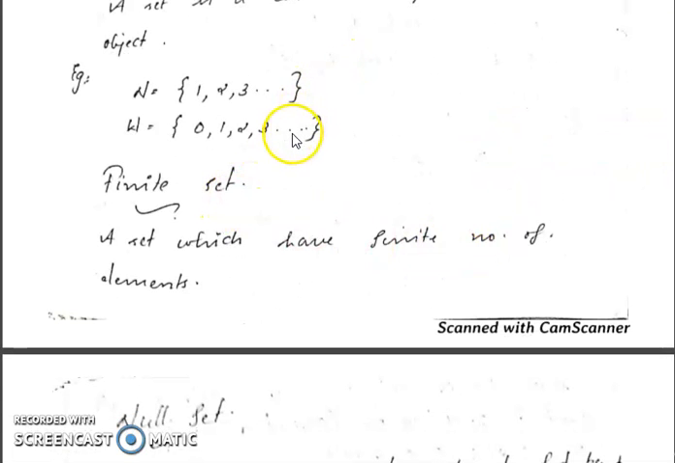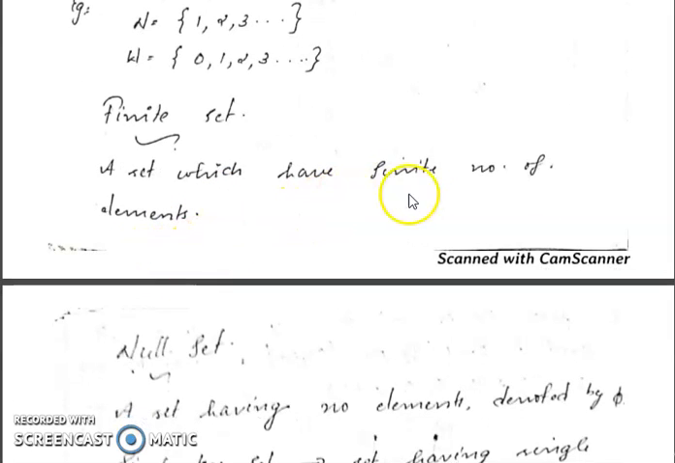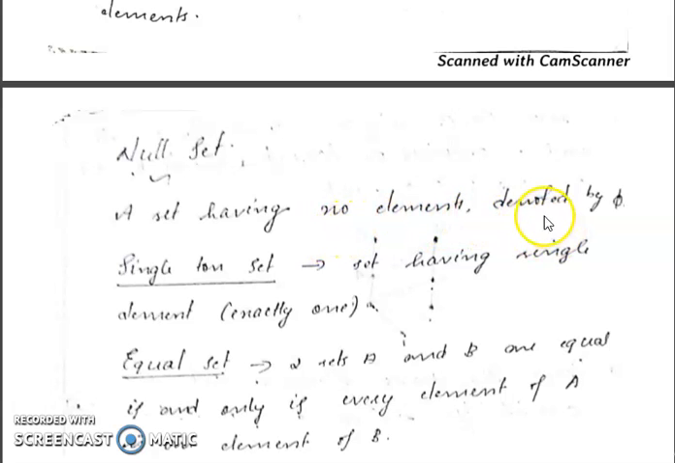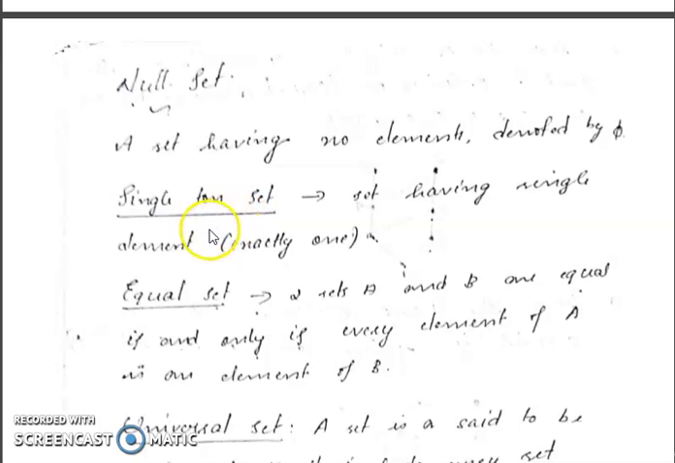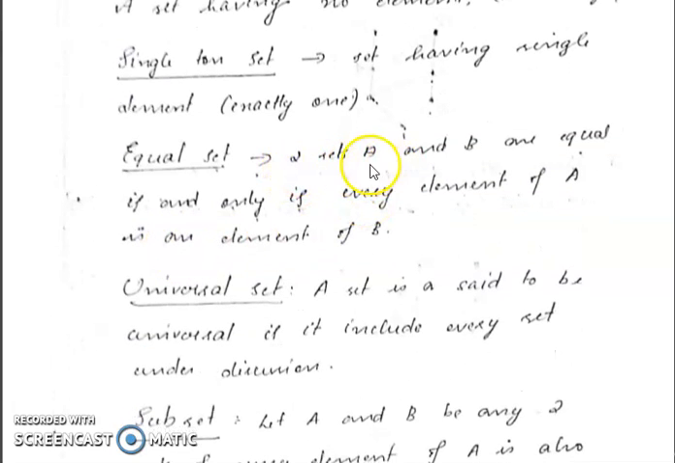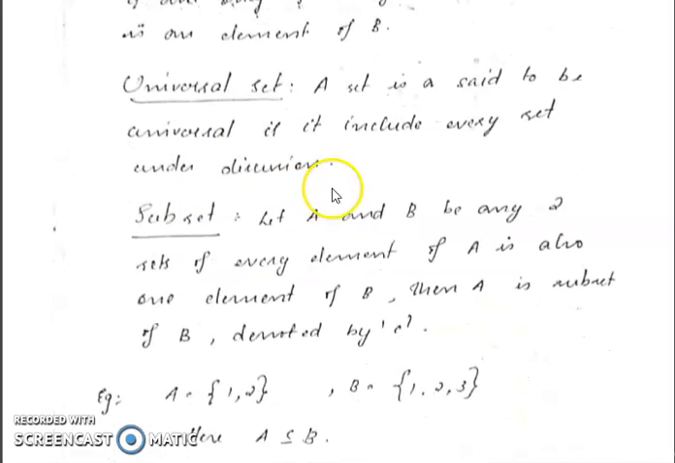I think these things are familiar to you, so I can just read the definitions so that you can take them down. Finite set: a set which has a finite number of elements. Null set: a set having no elements, denoted by φ. Singleton set: a set having a single element, exactly 1. Equal sets: two sets A and B are said to be equal if and only if every element of A is an element of B. So if both A and B have the same elements, they are equal sets.